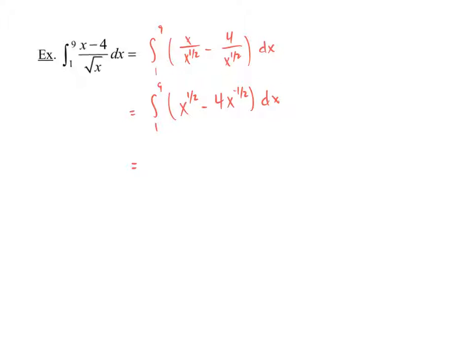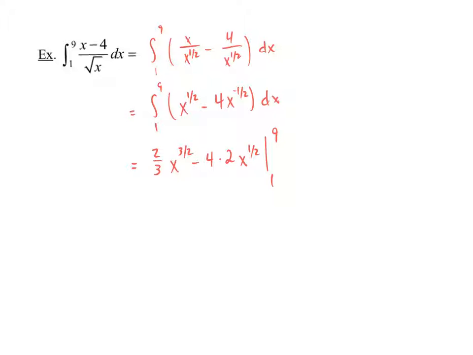So the antiderivative of x to the 1/2 will be x to the 3/2 divided by 3/2, which is the same thing as times 2/3, minus 4 multiplied by the antiderivative of x to the negative half, which will be x to the positive 1/2 divided by a half, which is the same thing as times 2.